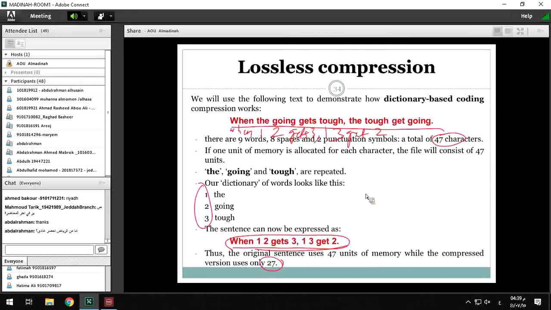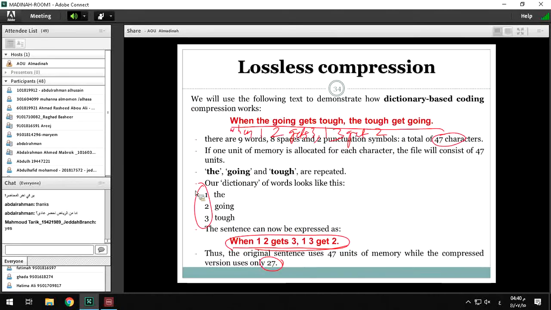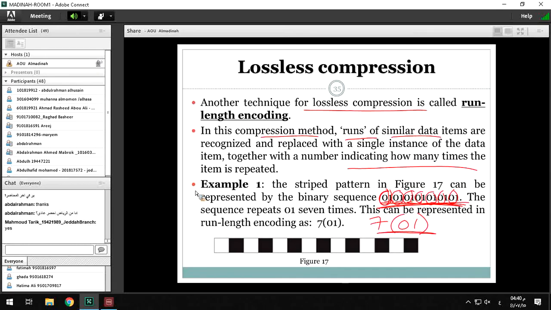One is the dictionary based coding. The other is the run length encoding.